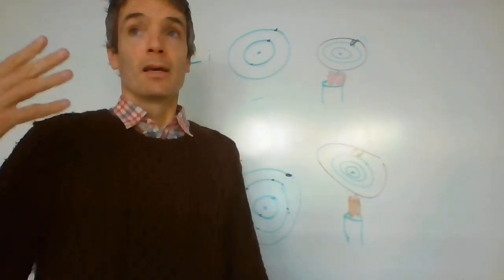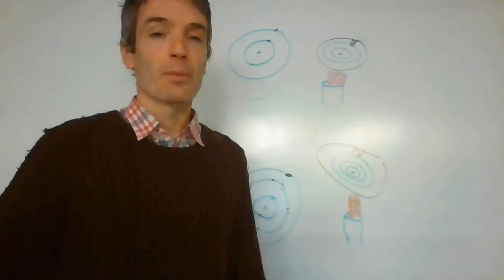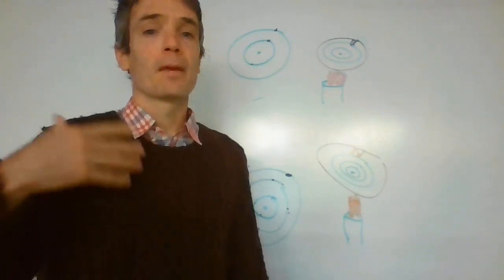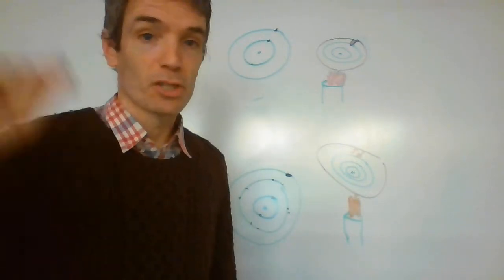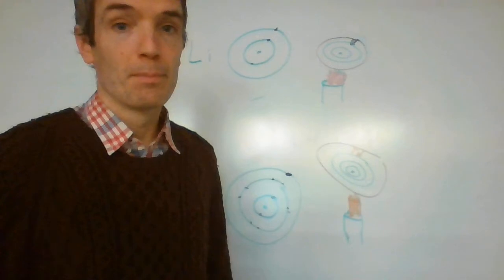Whereas copper, it's got that bluish green, and strontium has a red. Those all mean they're different jumps that are being made.